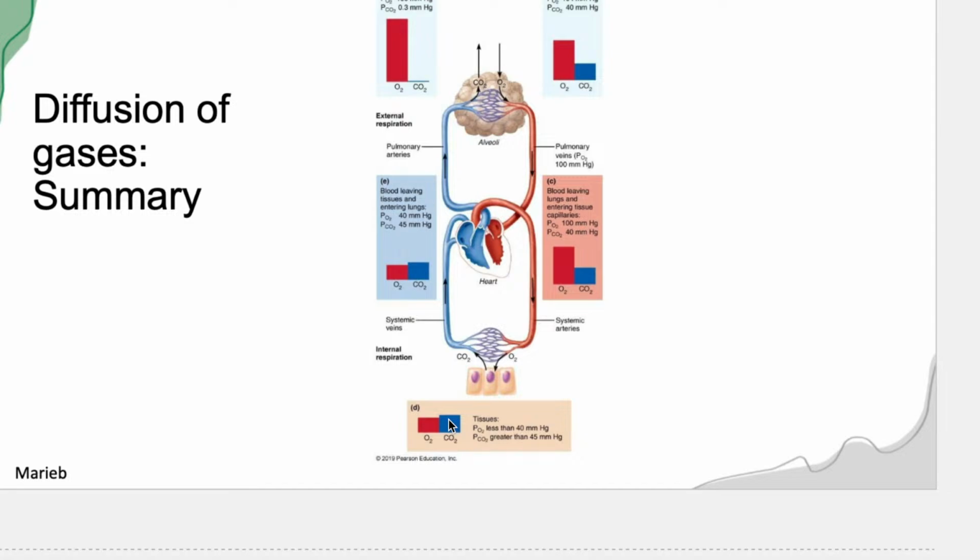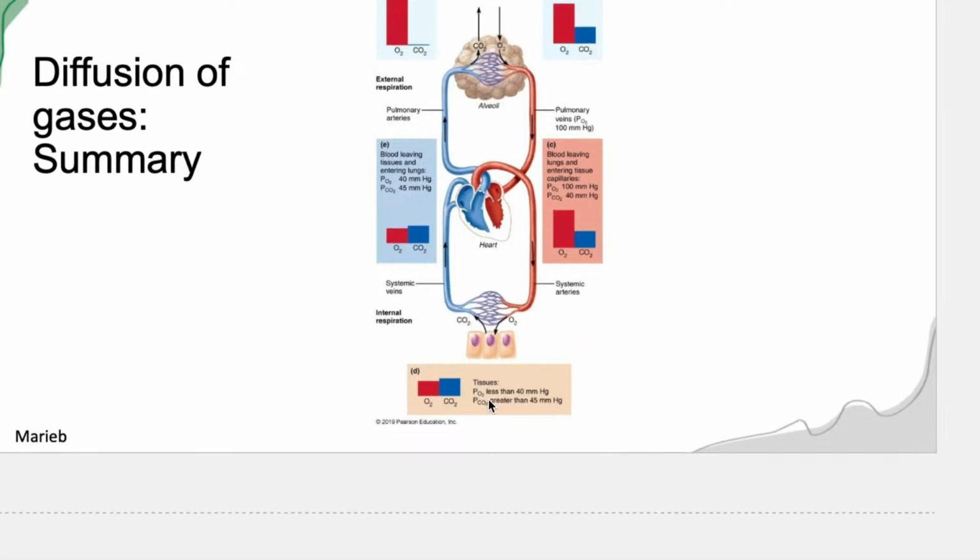It's interesting to see here how the difference goes from 40 to 45. I mean, the tissues have 45 millimeters of mercury, and that's such a small difference that that's just what we need compared to the shifting oxygen levels. I just think that's interesting.